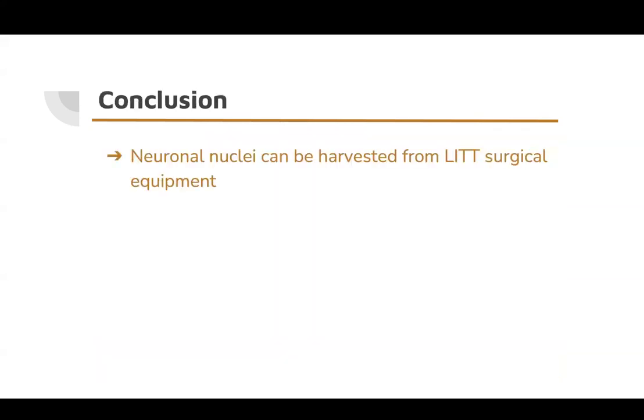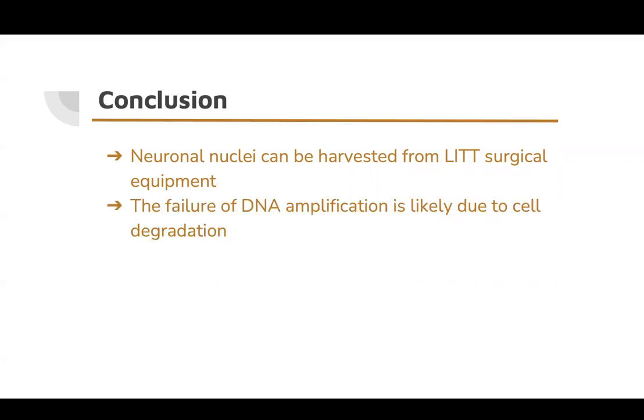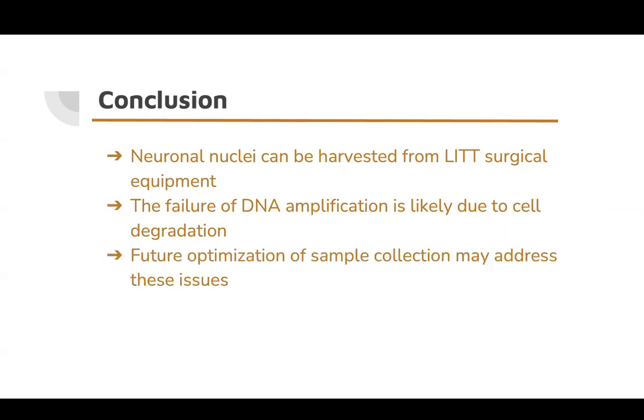Despite the results, we have confirmed that neuronal nuclei can indeed be harvested from LITT surgical equipment. The presence of these nuclei indicates that this method is still a viable option to consider exploring as a potential avenue for identifying somatic mutations. We have also pinpointed the most likely cause of the failure of the DNA amplification to the low quality of cells extracted from the LITT equipment. As previously mentioned, during the LITT procedure, we cannot immediately collect the obturator as the neurosurgeon may need it again, and so keeps it to the side, which most likely causes cell degradation from exposure to air and out-of-body conditions. We are hopeful that future strategies of cell collection may address these issues.